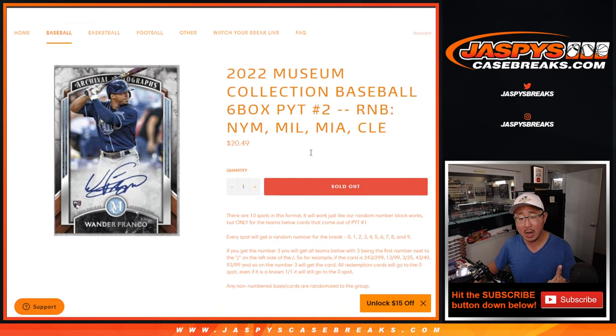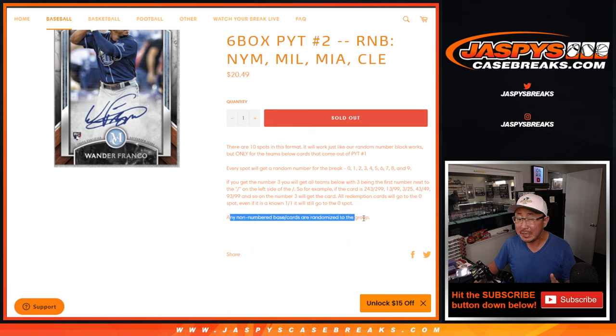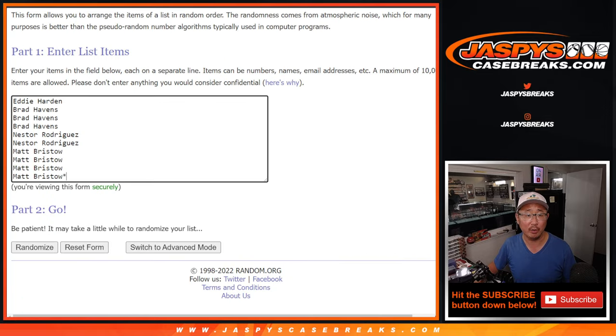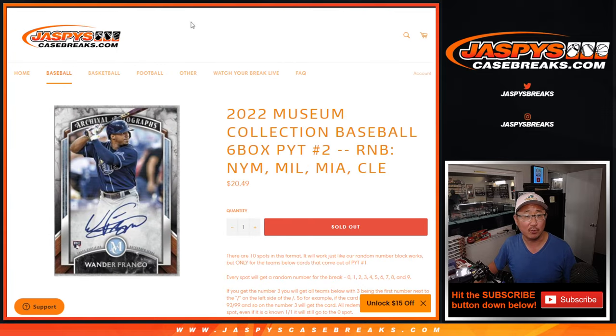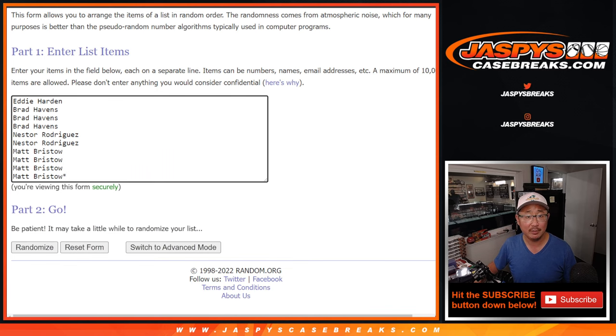Now remember, there are non-numbered base cards. Maybe hits? I don't think so, but it's mostly these non-numbered base cards that are going to be randomized to one person in this group right here. It only applies to these four teams. All right. Thank you again, and good luck.